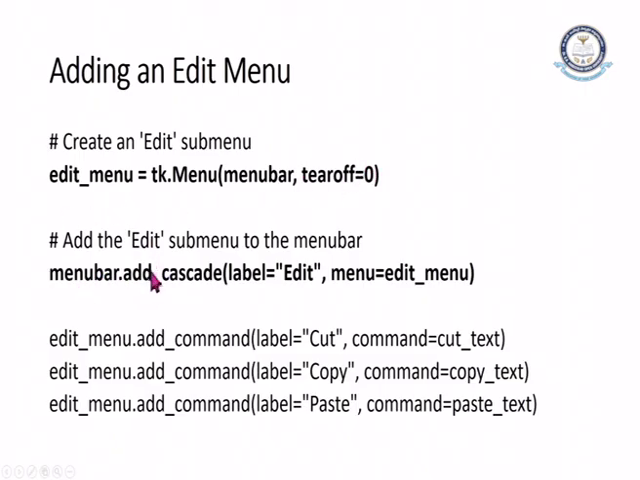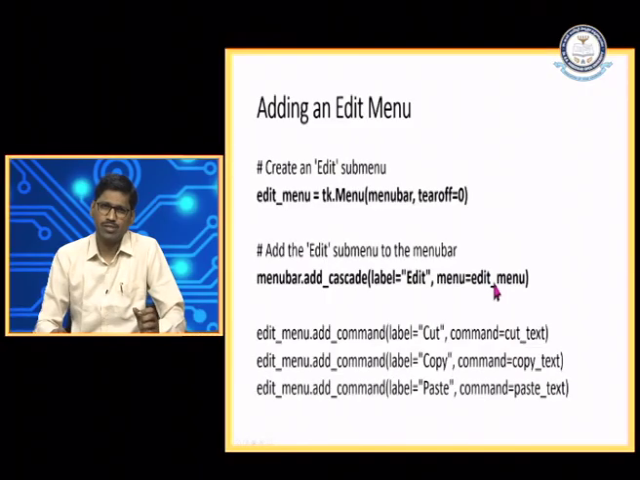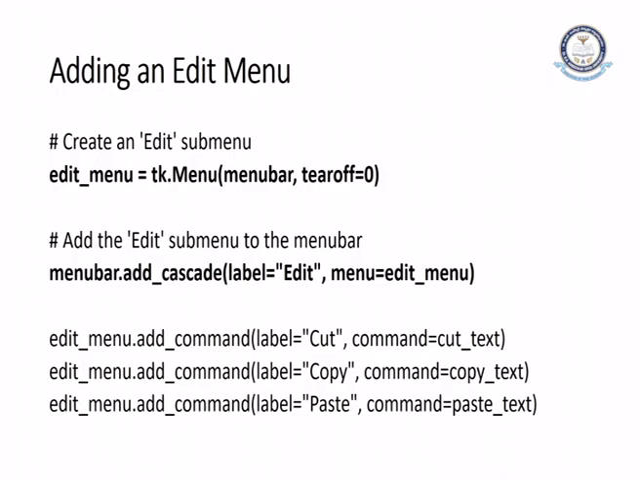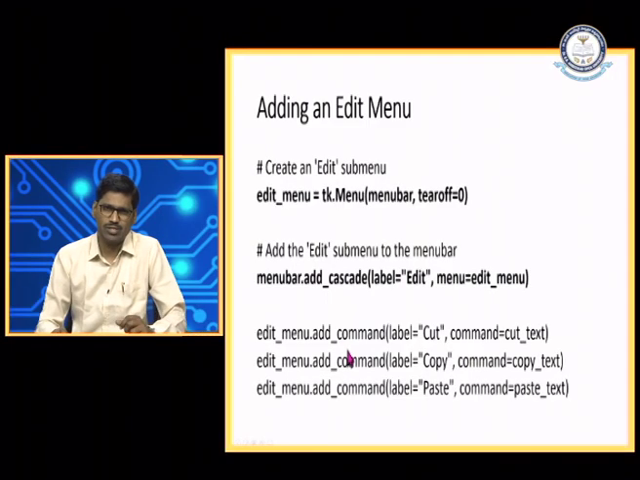Menu bar dot add underscore cascade, as I said already, we are adding that edit, label is edit, and for which menu? Edit menu. For the edit menu, the text to be displayed is edit. Edit menu is for technical purposes, as a developer you are using edit menu, but for the user the text displayed is edit. And after creating the edit menu, if you want to add any commands, like generally we observe some commands in the edit, cut, copy, paste. So, if you want to add that type of commands in the edit menu, as I said just now, add underscore command, a predefined method, you can use it.